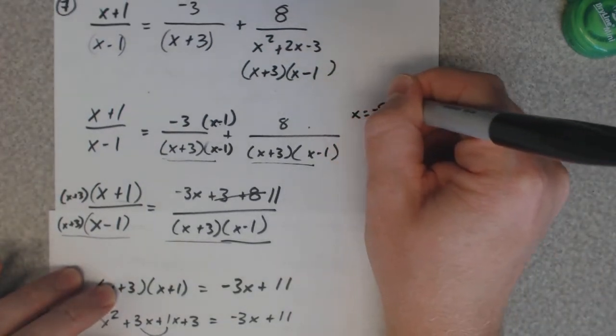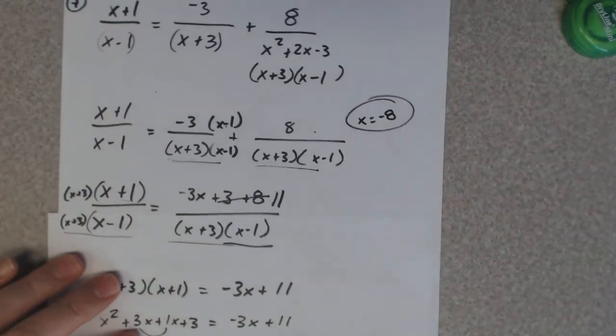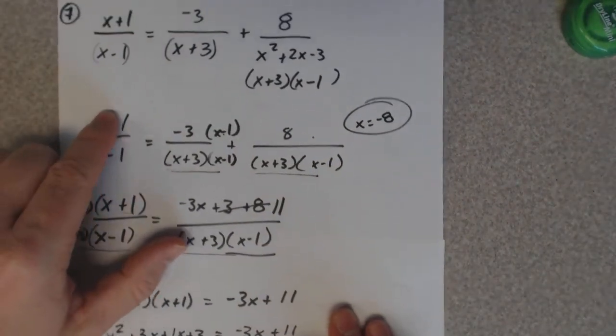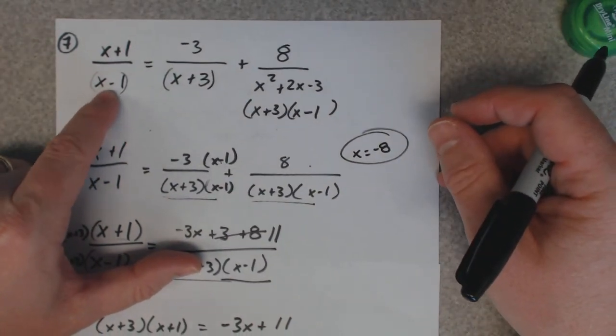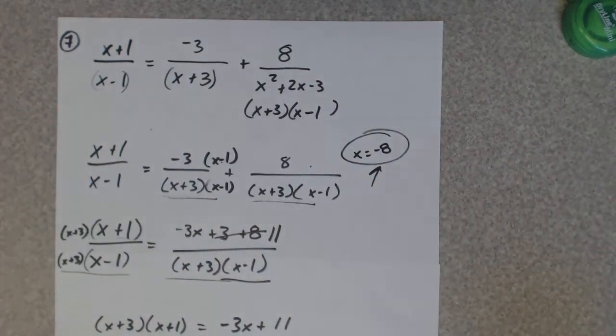x equals negative 8 is a solution, at least one solution. What about x equals 1? That was another answer we got, x equals 1, and that's a big no-no. I already see it right here. 1 minus 1 is 0. You can't have 0 in the denominator. So you only have one answer. It's x equals negative 8.